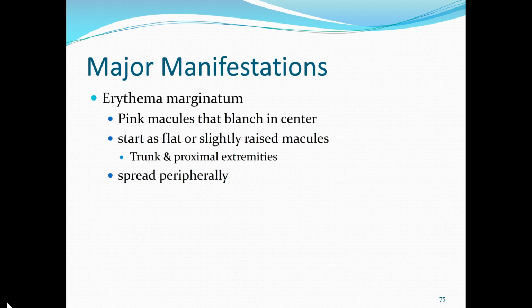Major manifestations, they're going to have this rash called erythema marginatum. Again, I'm killing these words today. So they're pink macules that blanch in the center, and it starts out as flat or slightly raised macules, and it's going to start in the trunk or proximal extremities. Interestingly enough, this rash is never going to be on the face or the hands. It is going to spread peripherally from the trunk, but again, it's not going to develop on the face or the hands.